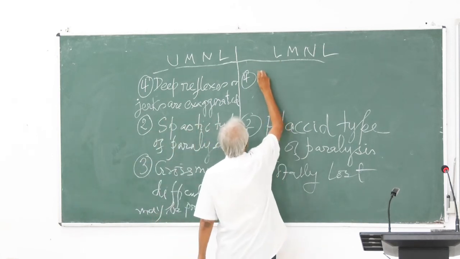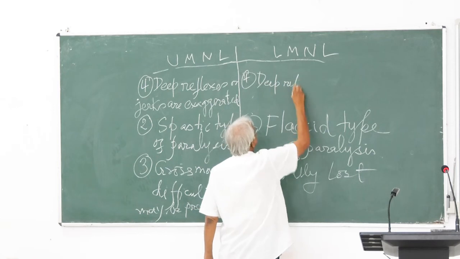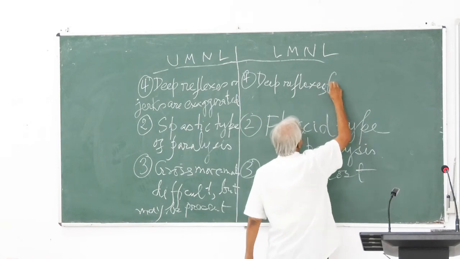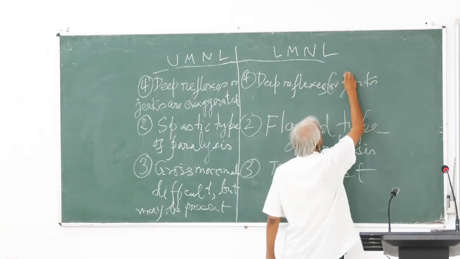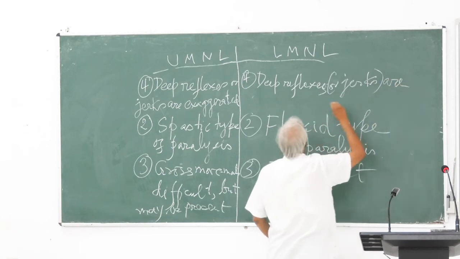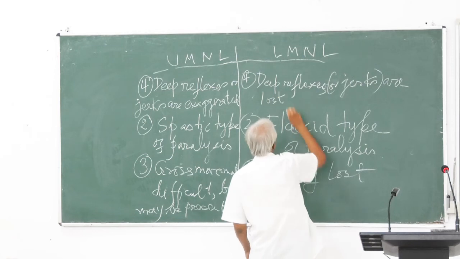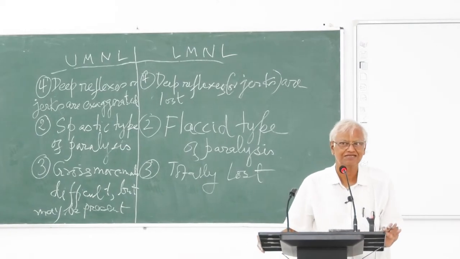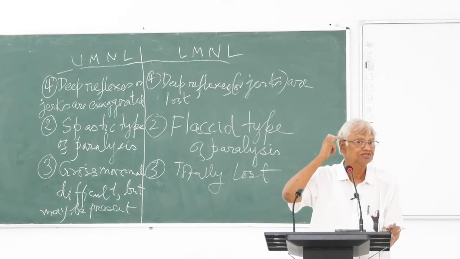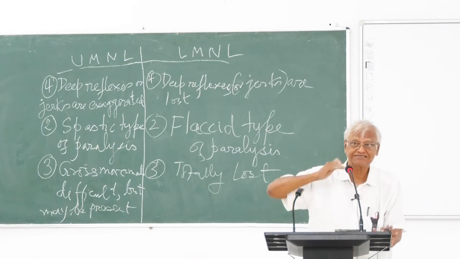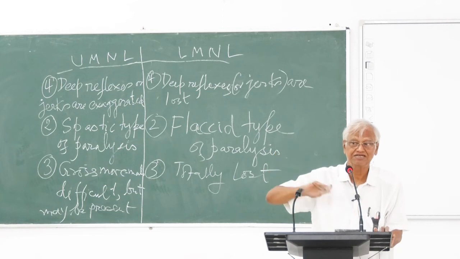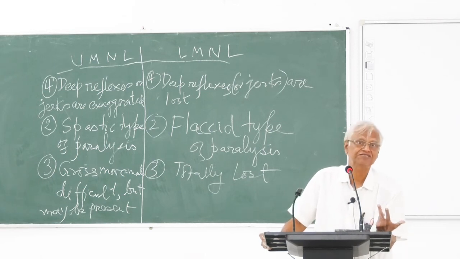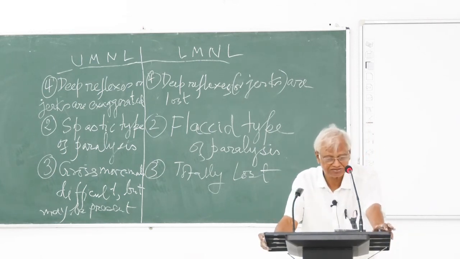Deep reflexes. In lower motor neuron lesion, deep reflexes or jerks are lost, totally lost: no knee jerk, no ankle jerk, etc. In case of stroke, there is an upper motor neuron lesion, with exaggerated knee jerk, exaggerated ankle jerk, exaggerated biceps jerk, etc. But in lower motor neuron lesion, there is no jerk or reflex in that area where the lesion has occurred, and below that area.